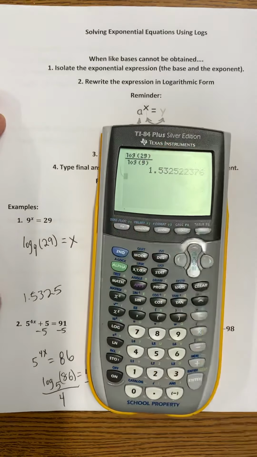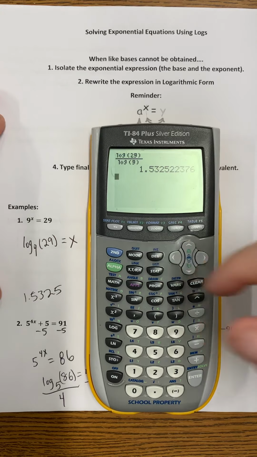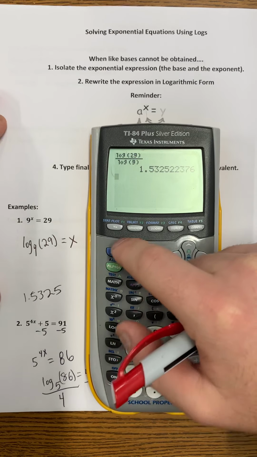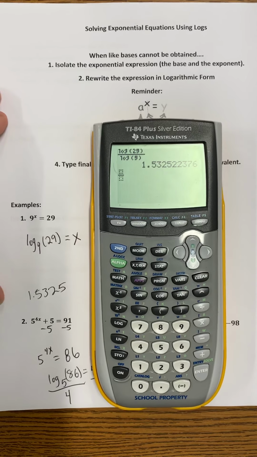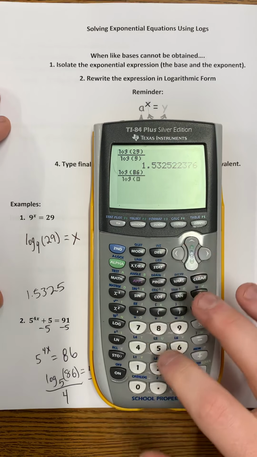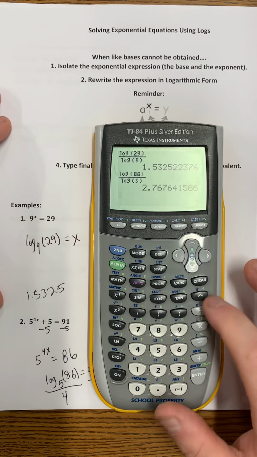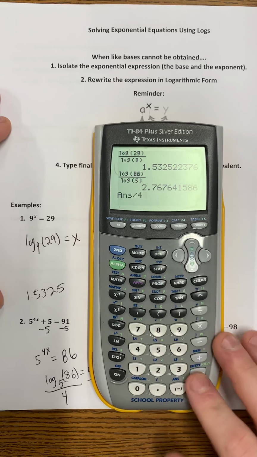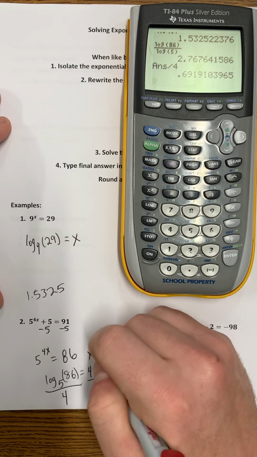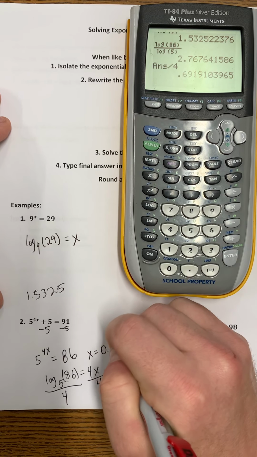In the calculator, I would recommend typing it in separately. So we're going to type in the log 86 over log 5. Hit enter, and then we're going to take that answer and divide that answer by 4. So our final answer to number 2, x is equal to 0.6919.